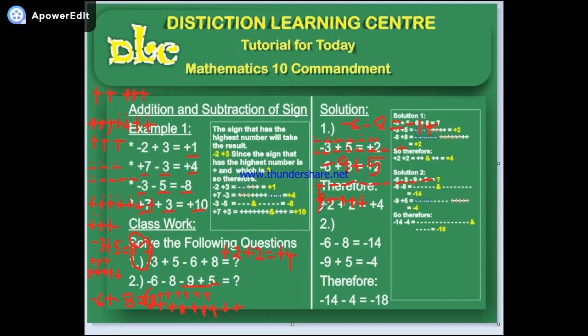1, 2, 3, 4, 5. Now, if you count the remaining minus, it will give you 1, 2, 3, 4. So that means minus 9 plus 5 is equal to minus 4.